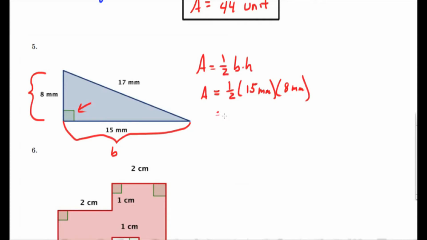Okay. So half of 15 is going to be a decimal. Why don't we do half of 8 over here? 1/2 of 8 is 4, and then 4 times 15. So I could say 15 times 4, which would give me 60 millimeters squared. There's my area.